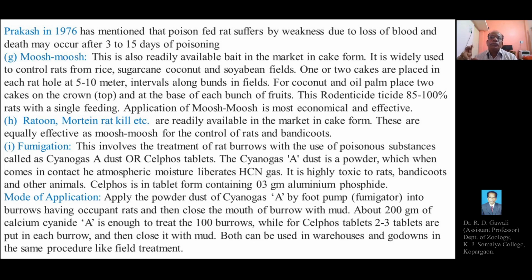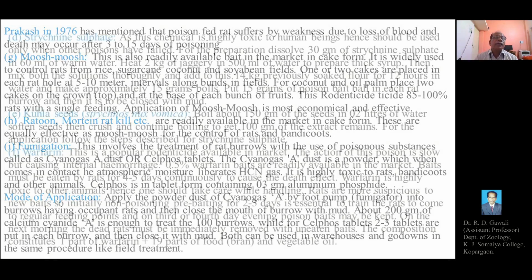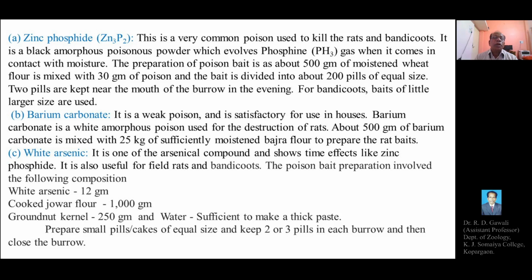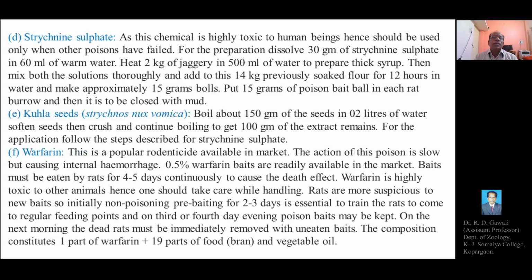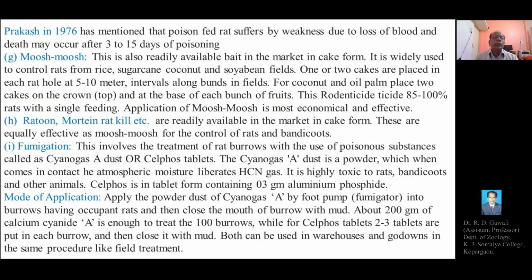So, in addition to the chemical treatments or the use of poison baits of different chemicals such as zinc phosphide, barium carbonate, white arsenic, strychnine sulfate, kulha seeds, warfarin, or mush mush, ratoon, mortine, rat kill. So these are the different types of poison baits or chemicals that can be used for the control of rats.